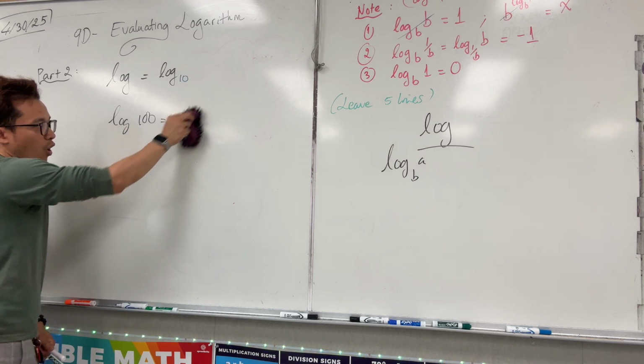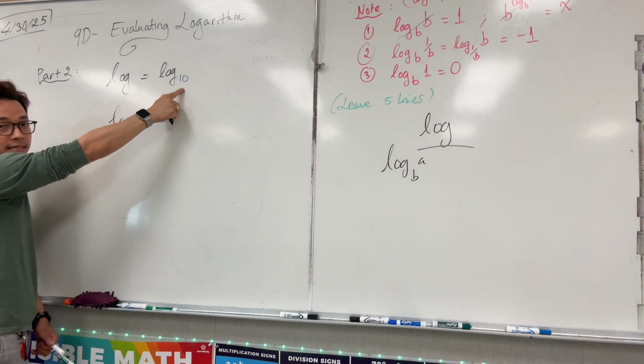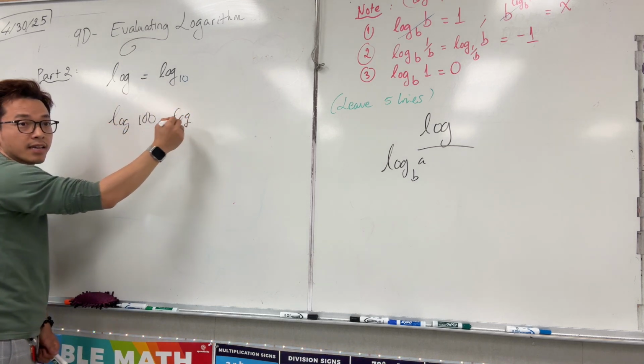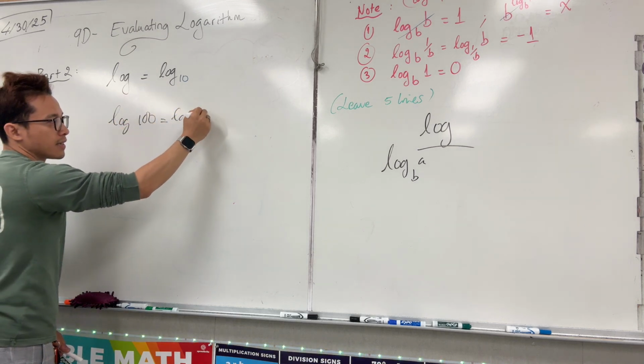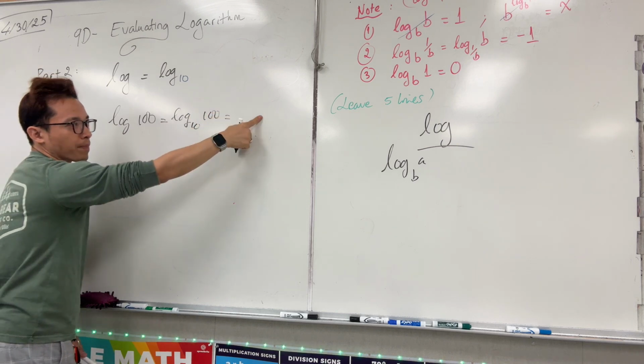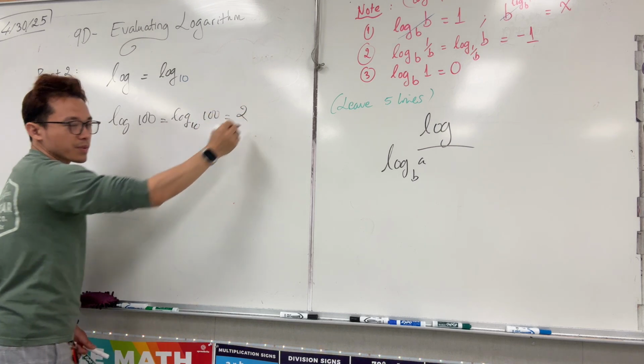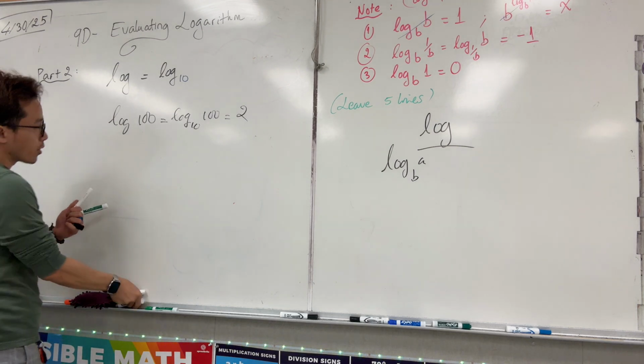Log, there's no base. That means invisible 10, right? Now ask yourself again, 10 to what power is 100? 2. Okay, so invisible 10.